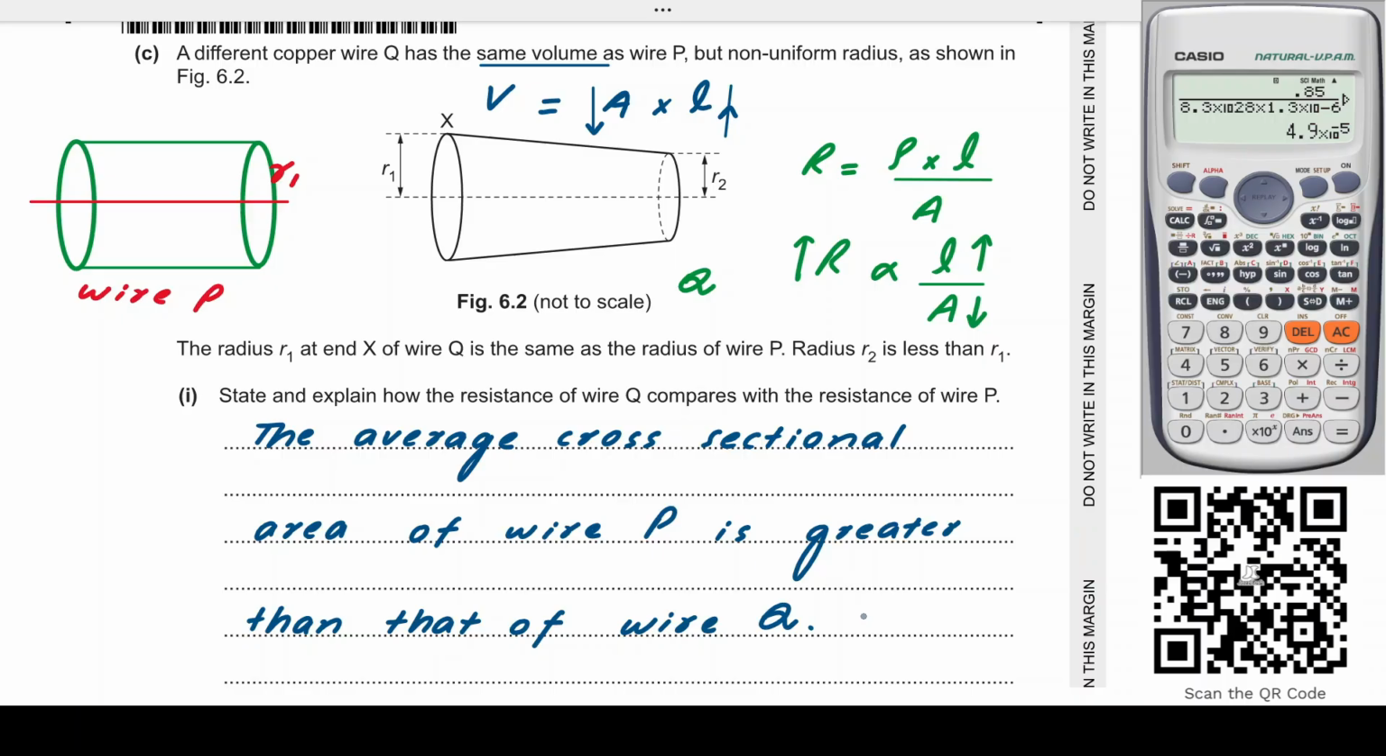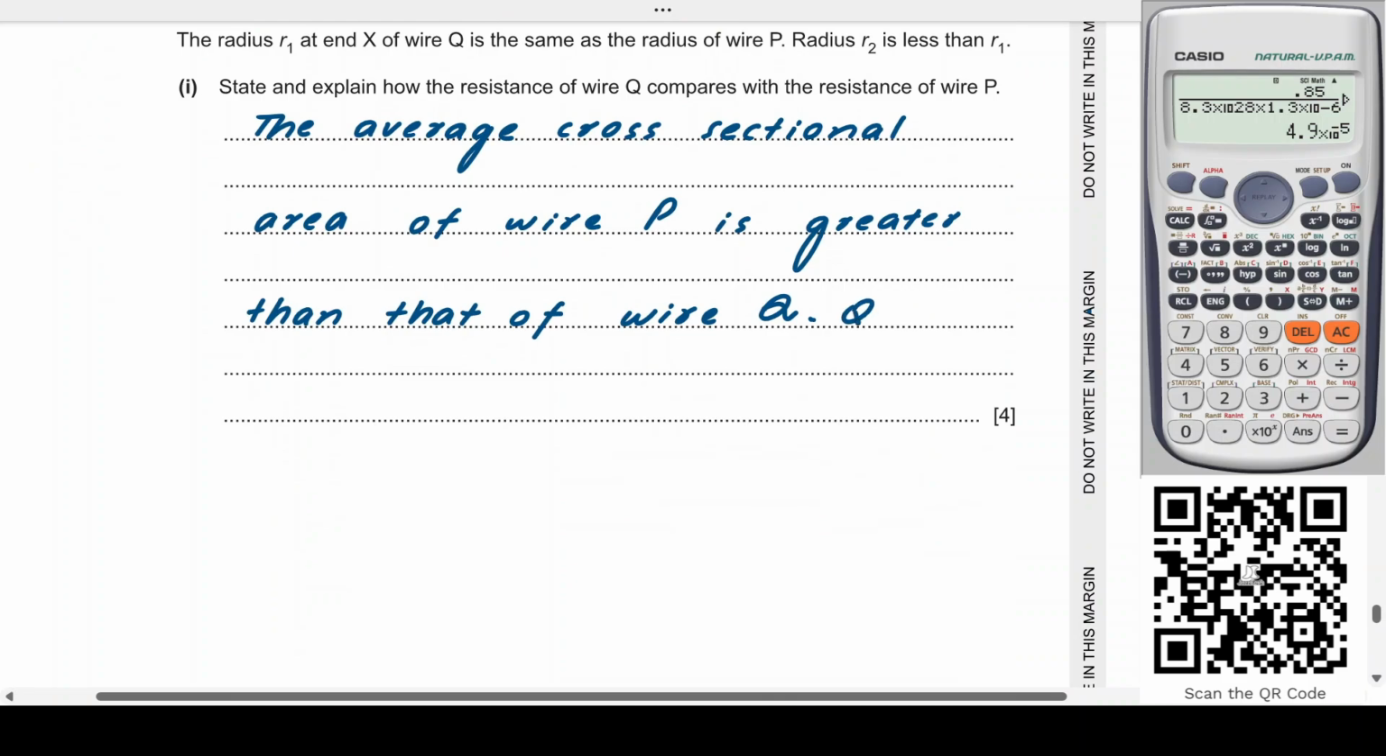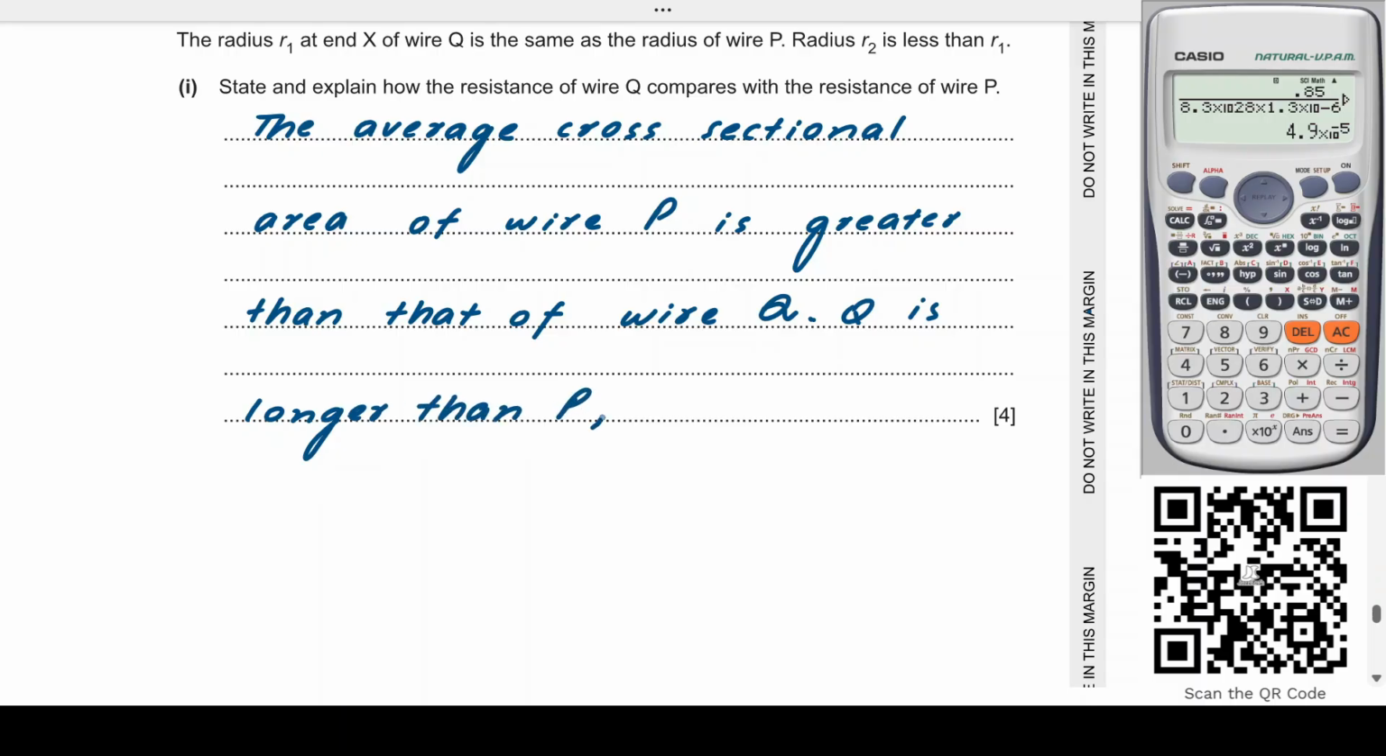So wire Q is thinner and longer, so its resistance would be greater. So the resistance of Q is greater than the resistance of the wire P.